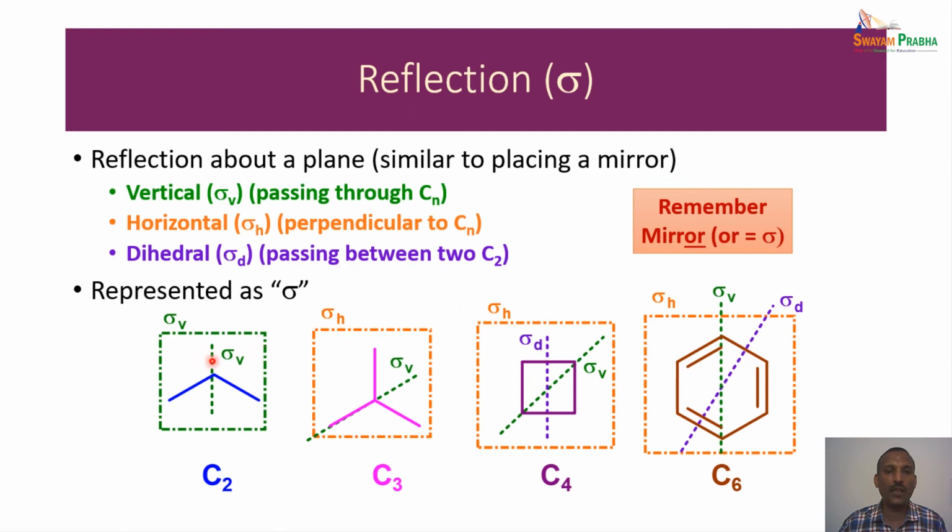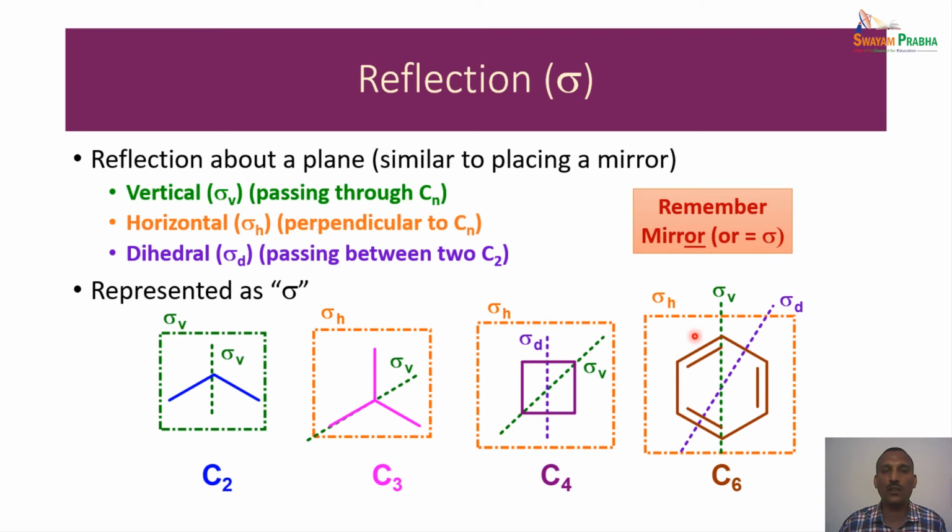We will see the same examples we have seen earlier. The first one is the water molecule, which has a sigma V plane. The next one is the borane molecule we saw, which has a sigma V and a sigma H plane. The third one is the cyclobutane we saw. It has sigma V, sigma D and sigma H. All the 3 planes are there. Similarly, the benzene molecule, which has a C6 axis as the principal axis, also has sigma V, sigma H and sigma D. All the 3 planes are present here.